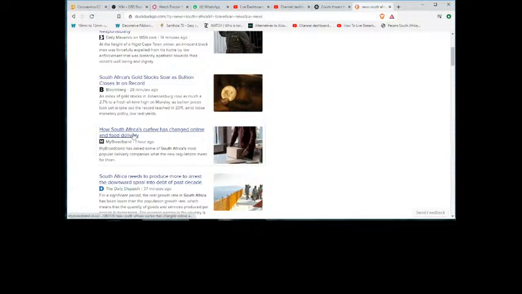How South Africa's curfew has changed online and food delivery. A lot of the articles that I'm seeing these days are focusing not so much on COVID stats as on how the lockdown has changed people and society. There's so much meat in that. Journalists writing about it are taking it a bite at a time, because you can't write on all of it at once. It's too big. But this is one aspect that this journalist has chosen to write about.